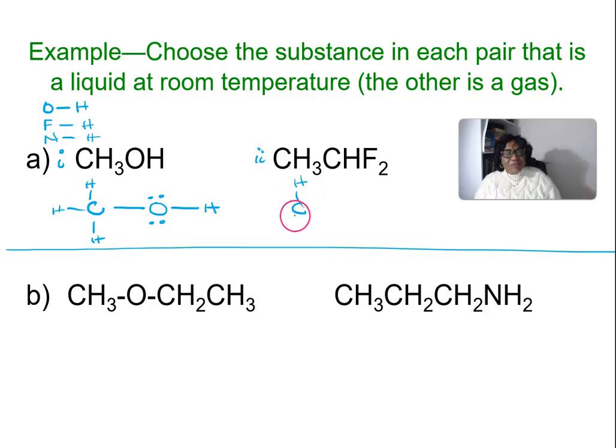C, H, H, C, H, F, F. This molecule, even though it has hydrogen and fluorine in it, the hydrogen is not bonded to the fluorine. So this does not have a hydrogen bond, but the other one has a hydrogen bond. So this is going to be the liquid, and this one will be the gas.